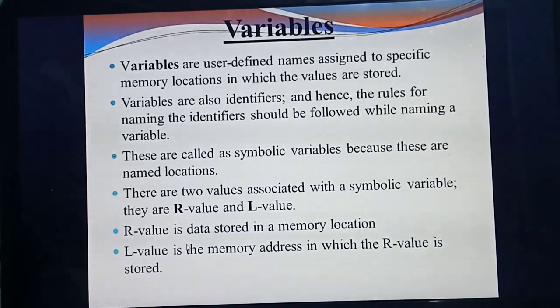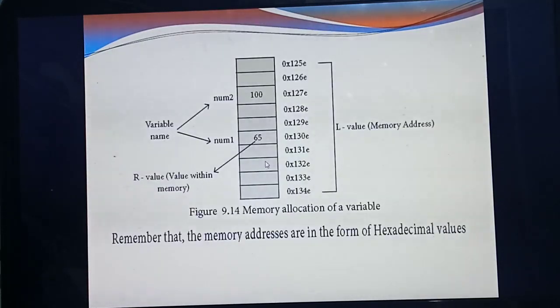So what things have you studied? What do you mean by variable? Then what do you mean by symbolic variable? A symbolic variable contains two values: R value and L value. R value means the data in the particular memory location. L value means memory address. That's important. Understood? Now see this slide, then you will understand.